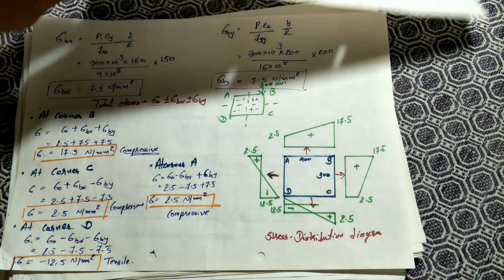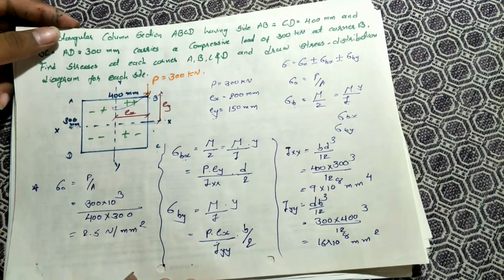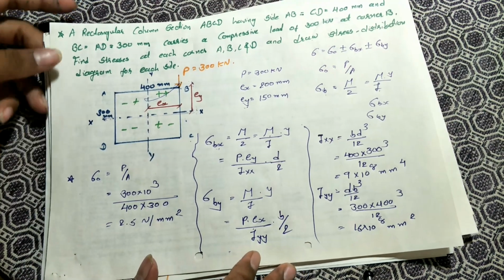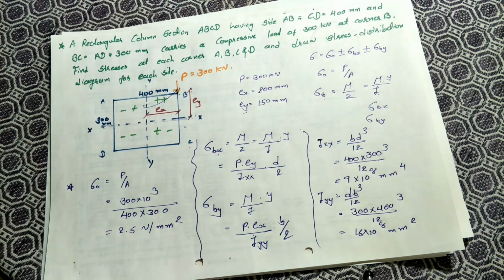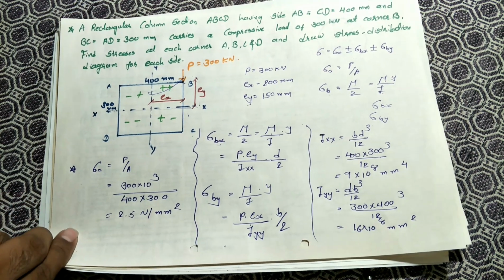So this is all about your direct and bending stress numerical for a rectangular section, the most important question which is generally asked in your examination, and this is generally used in design of your column. So this is all about your question.